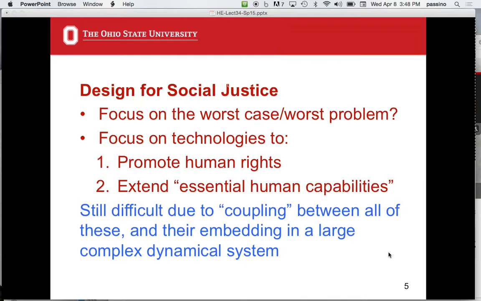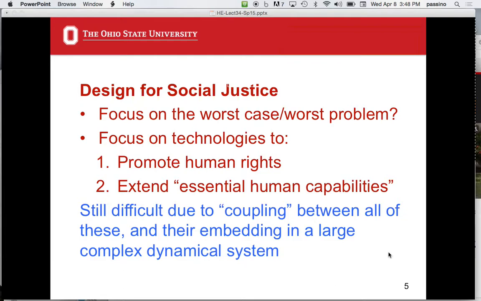So from a social justice perspective, you might seek the worst problems. In ILA, someone chose to get at one of the most basic issues, right? Water for survival is arguably the most crucial issue. And then food, and then a lot of other stuff, okay? So you might focus on technologies to promote human rights or essential human capabilities, a la Martha Nussbaum.